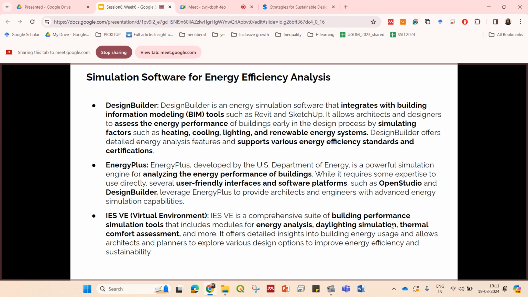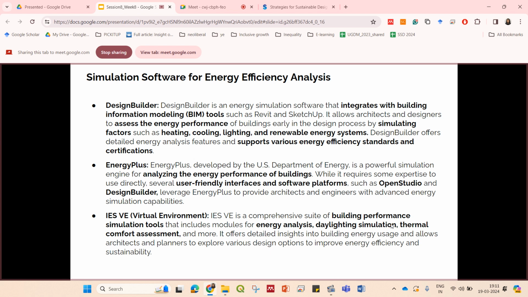Although it requires expertise and it's not very user friendly, many other systems like OpenStudio and DesignBuilder integrate EnergyPlus into their software platform, and using these kinds of interfaces, you can then use EnergyPlus to analyze energy performance of the buildings that you're trying to study.